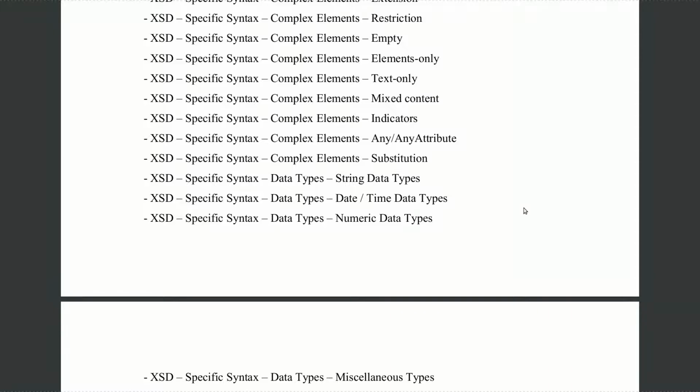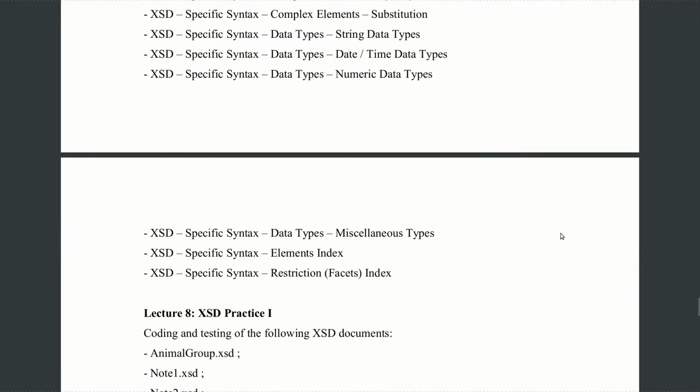Then we see all indicators available from the W3C default namespace, and you see why we need those indicators when declaring complex types or complex elements. Next, we see the any and the anyAttribute elements. And then we see the substitution group attribute, also very useful in some cases.